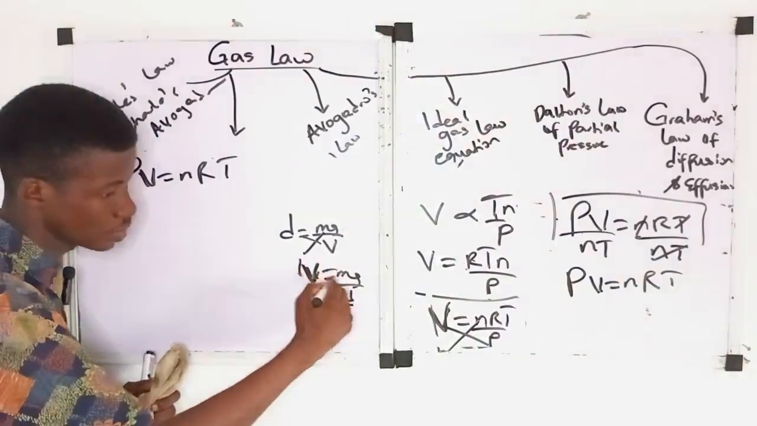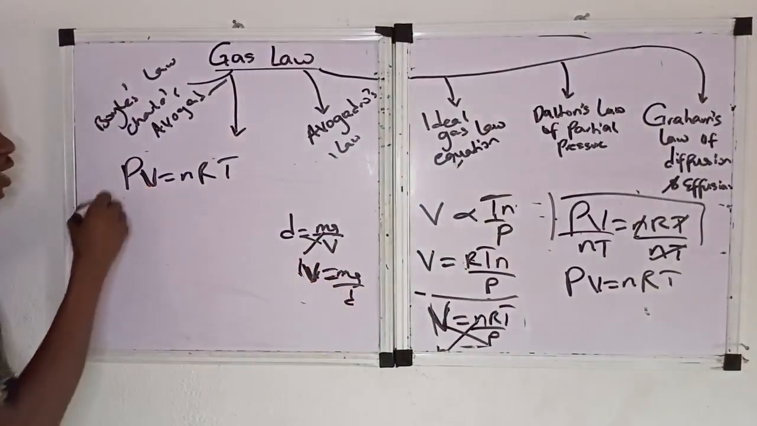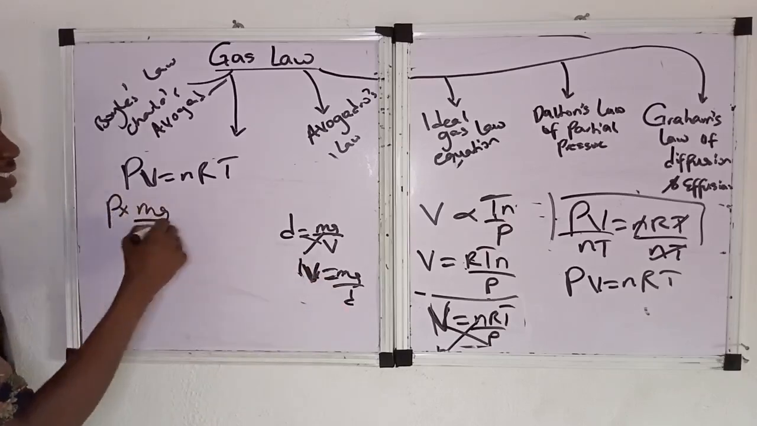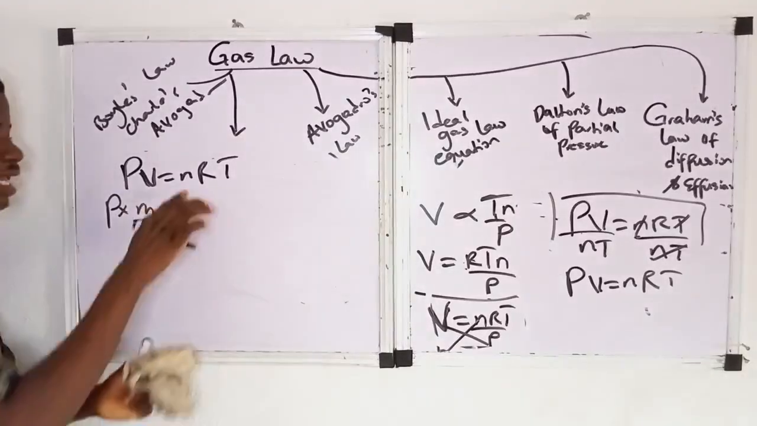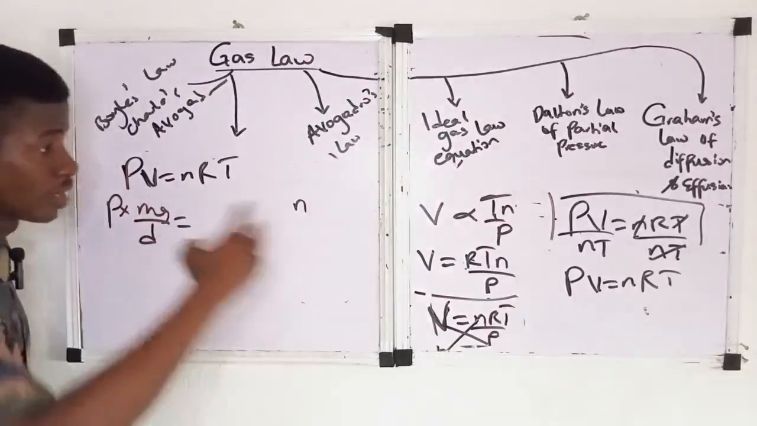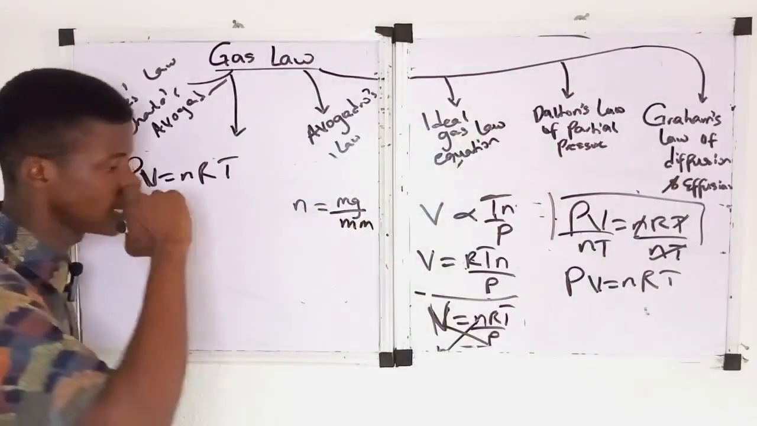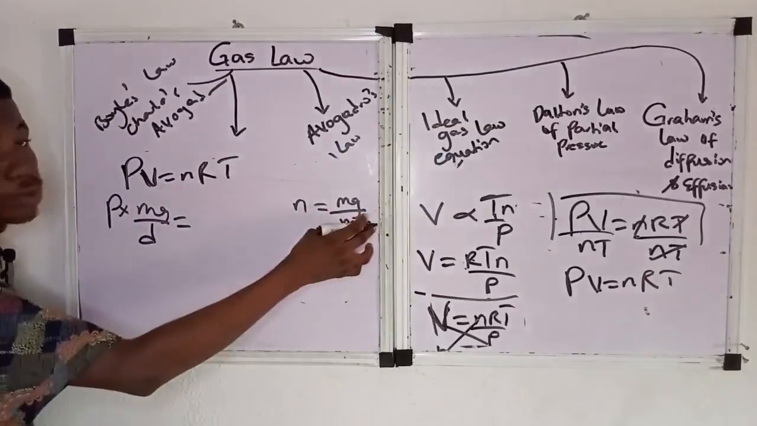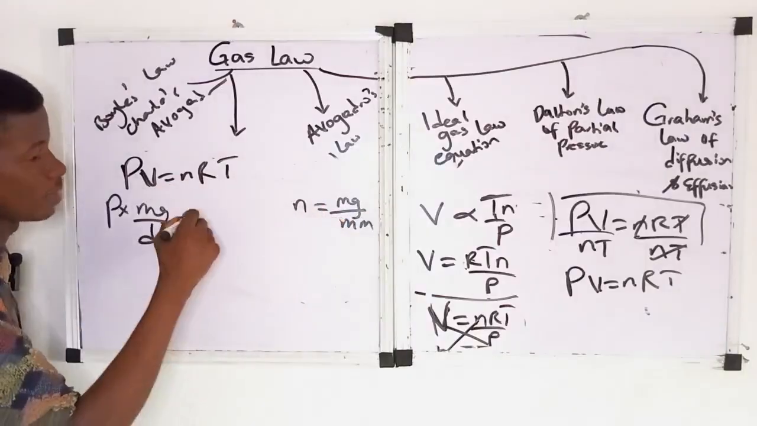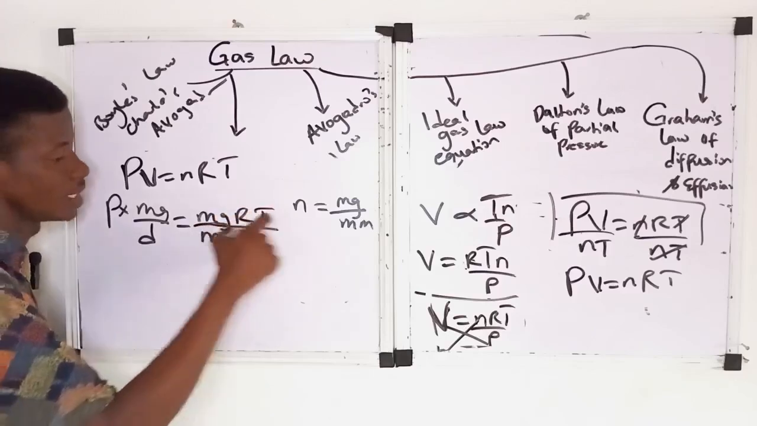So V, volume, is equal to mass over density, right? In the place of volume here, we put mass over density. So P times V becomes P times mass over density, which is equal to n R T. Now n is known as the number of moles. We all know the number of moles from secondary school: it equals the given mass over the molar mass. So in place of n, I'll put mass over molar mass, then times R, then times temperature.